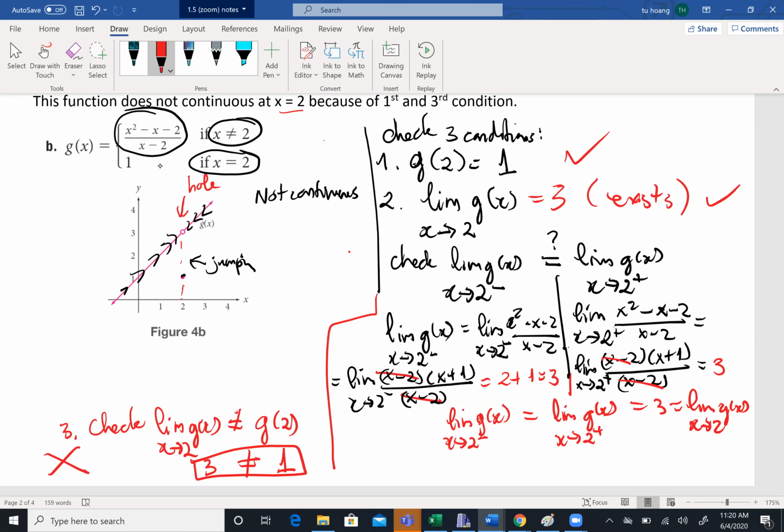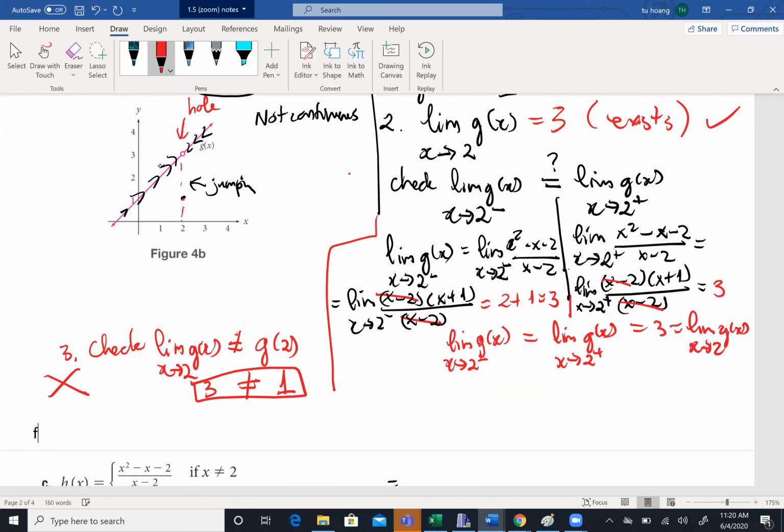All right, and the conclusion for this: I'm going to say g of x is not continuous at x equal to 2, because of the third condition.